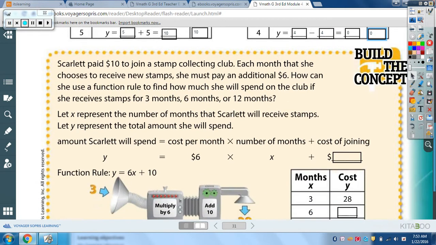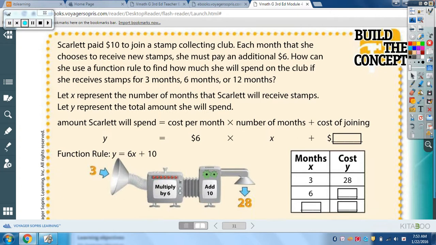Now let's take a look at building the concept. Scarlett paid $10 to join a stamp collecting club. Each month that she chooses to receive new stamps, she must pay an additional $6. How can she use a function rule to find how much she will spend on the club if she receives stamps for 3 months, 6 months, or 12 months?